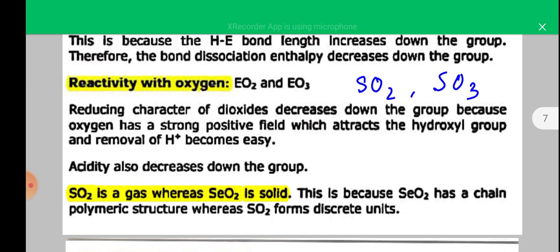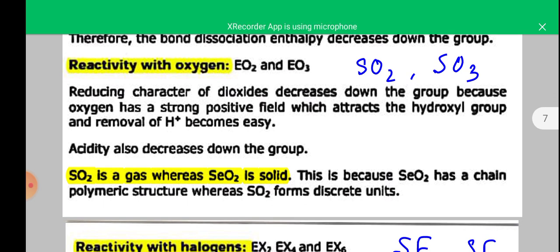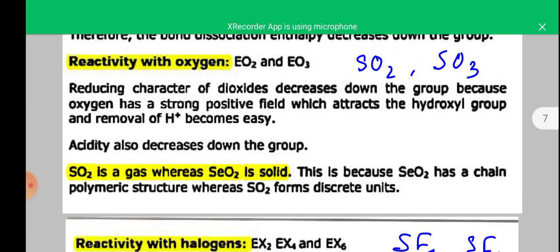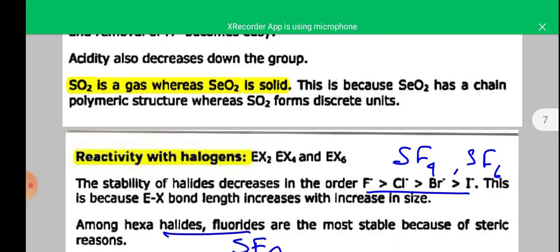Reason is given. Reactivity with oxygen: group 16 elements form oxides like EO2 and EO3, like SO2 and SO3. SO2 is a gas whereas SeO2 is a solid. This is because SeO2 has a chain polymeric structure whereas SO2 forms discrete units. Why is SO2 a gas and SeO2 a solid? Because SeO2 has a chain polymeric structure whereas SO2 forms discrete units.